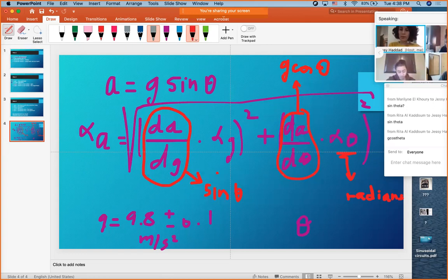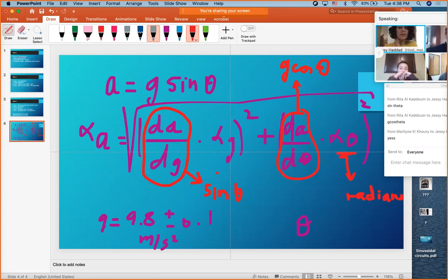Don't forget to do the radical. And then, as a reminder, make sure your uncertainty is one significant figure. Don't forget to add a unit and make sure to round your value according to the uncertainty, okay? Like if the uncertainty is 2 decimals, the theoretical acceleration should be 2 decimals as well. Yeah, did I answer your question, Marilyn?